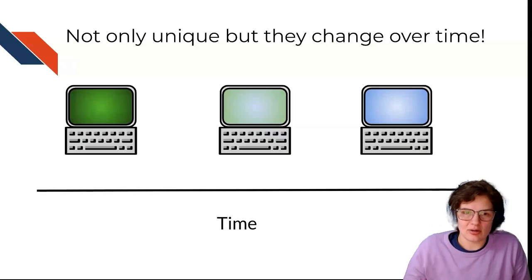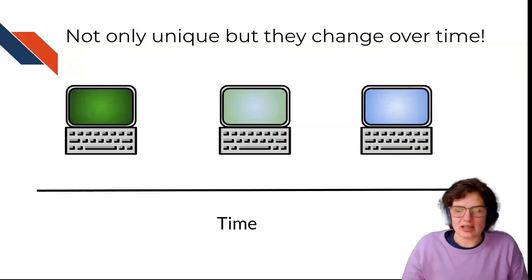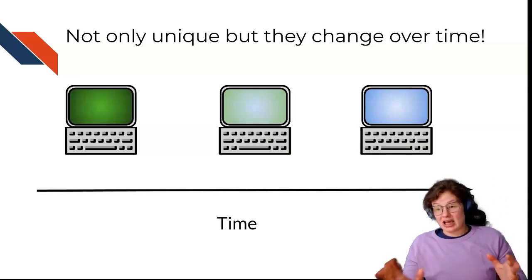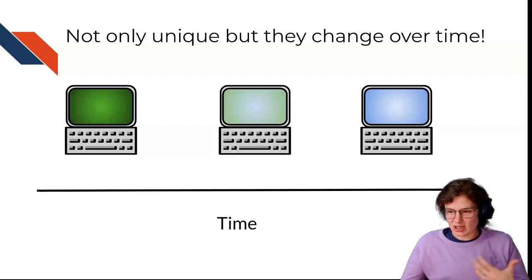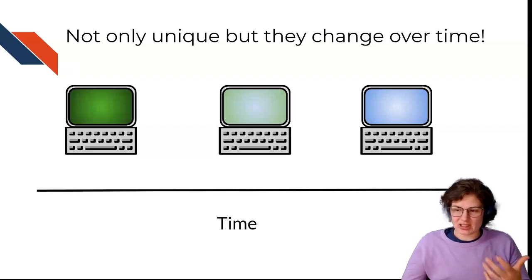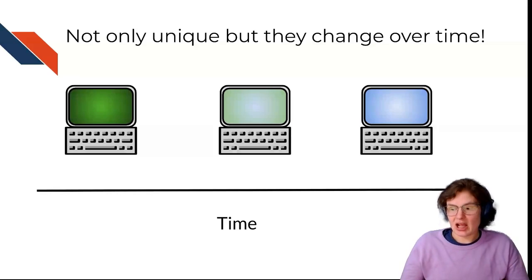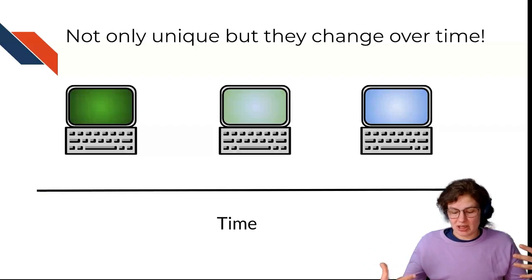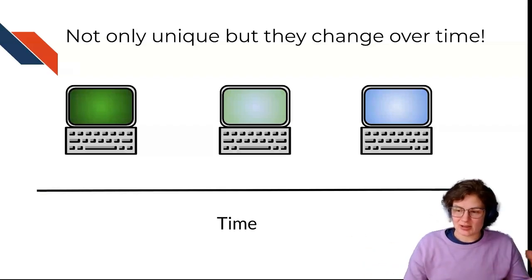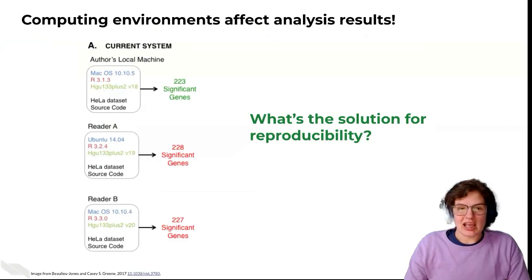And this is not only true at a static point in time if we take two computers, but it's also continually changing over time, right? You have updates, you have things that you're adding on your computer as you're working, things that are being added in the background that you don't know about, or certain software might be fading out of existence, so it's deprecating. And why is this important? It's because computing environments ultimately do affect analysis results.